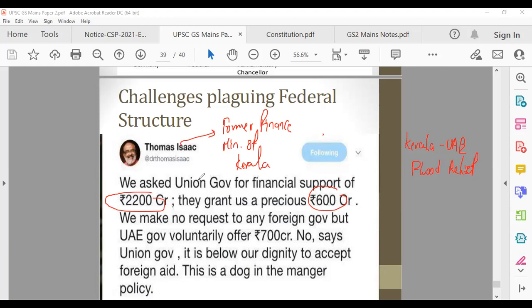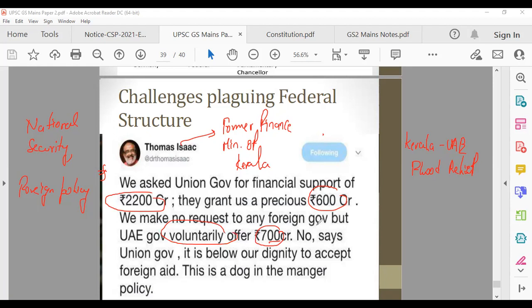So we have federal features, but we also have unitary features, and national security and foreign policy are under the center. So India will not like it if UAE starts giving us 700 crores to take care of our flood. So obviously the Indian government declined it. Then the Kerala government was giving a justification that it's not like we were asking for it. They were voluntarily giving us the 700 crores.